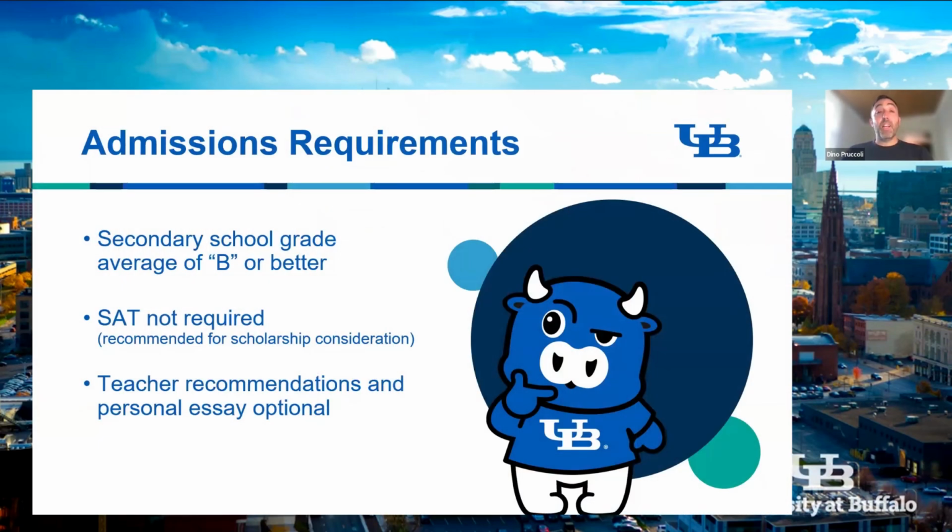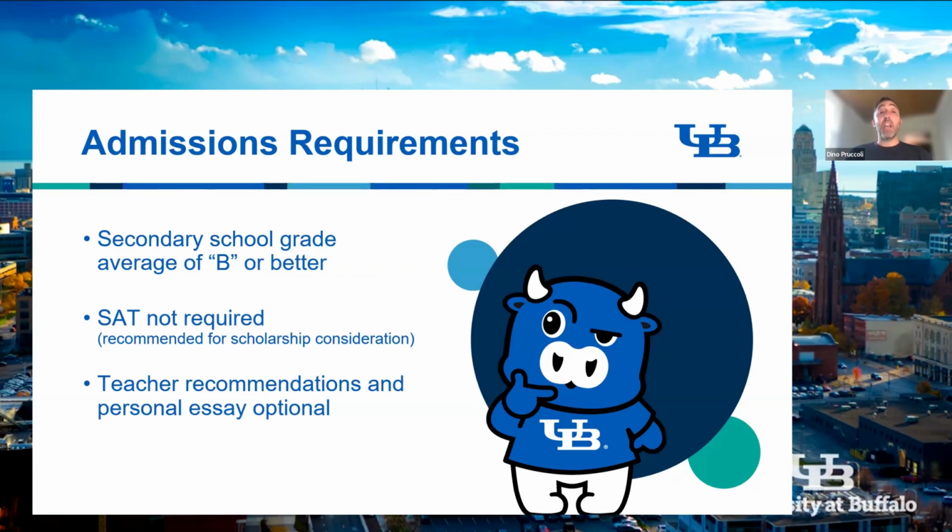Admission requirements, probably the most important thing: will your students be admissible? So we would need the Shorelight application. We're looking for secondary school grades of a B or better on the US scale. The SAT is not required, but is strongly recommended for scholarship consideration. Students will be considered for scholarship, regardless of whether they have the SAT or not.